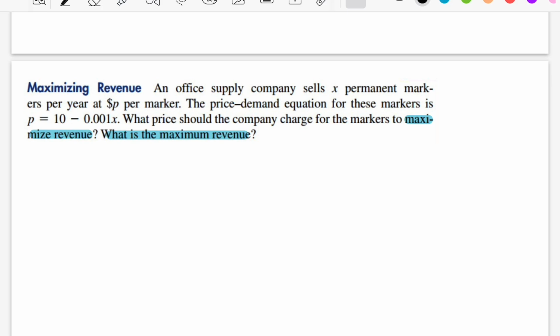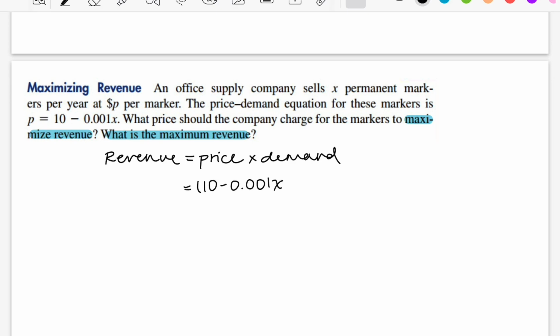All right, so first, we know that our revenue is going to be given by our price times our demand, right? And then we're given this price equation here. So that's going to be our price times our demand. And so our demand is just going to be X, because X represents the amount of permanent markers. So multiplying this guy, we'll get our revenue equation. So that'll be 10x minus 0.01 x squared.